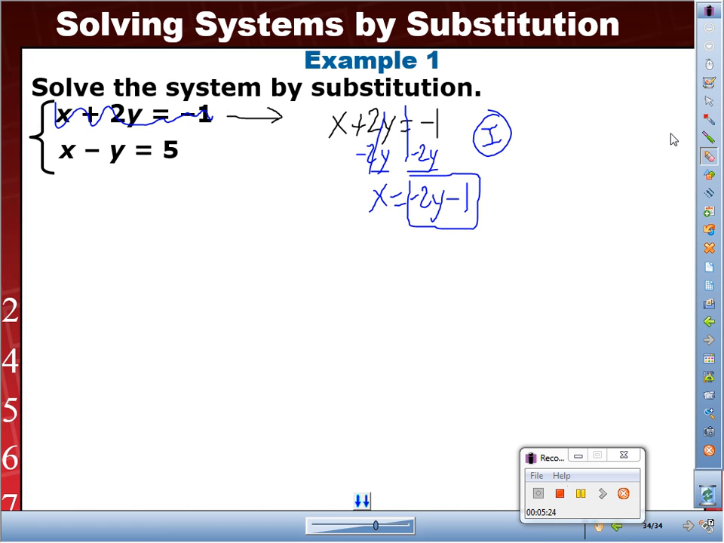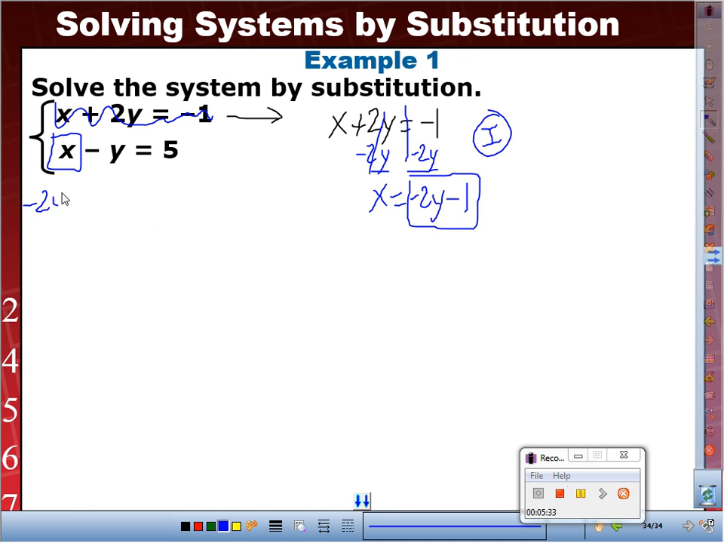However, now they give us a value for x, which is different, which is here. So instead of x, what do I write? Negative 2y minus 1. And then I bring everything else down. Minus y equals 5. That is step 2. Copy that, please.